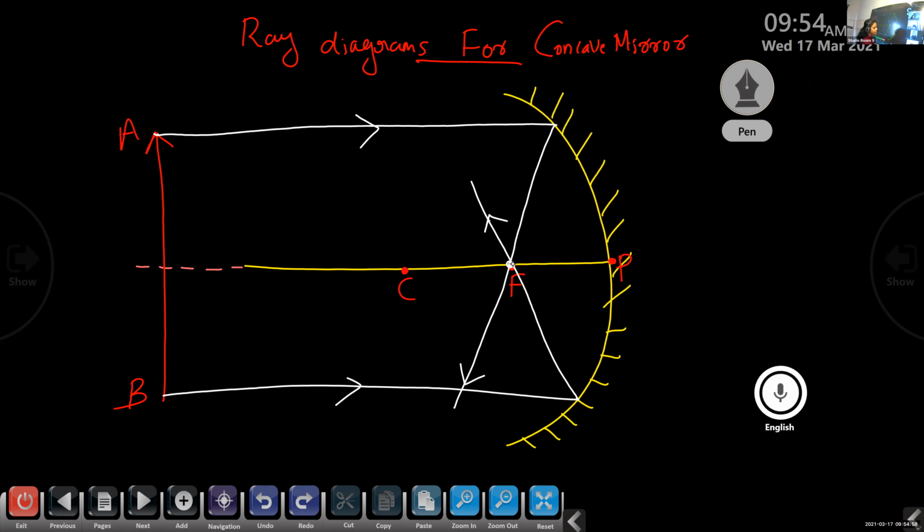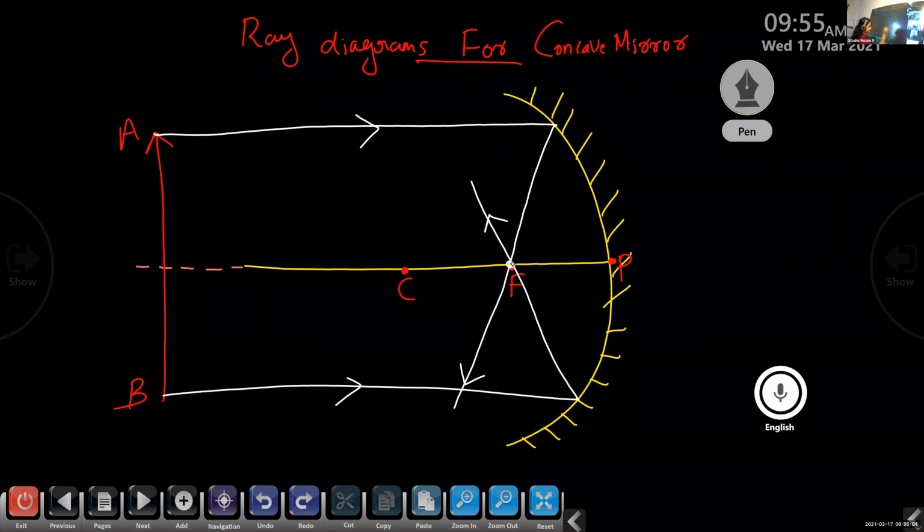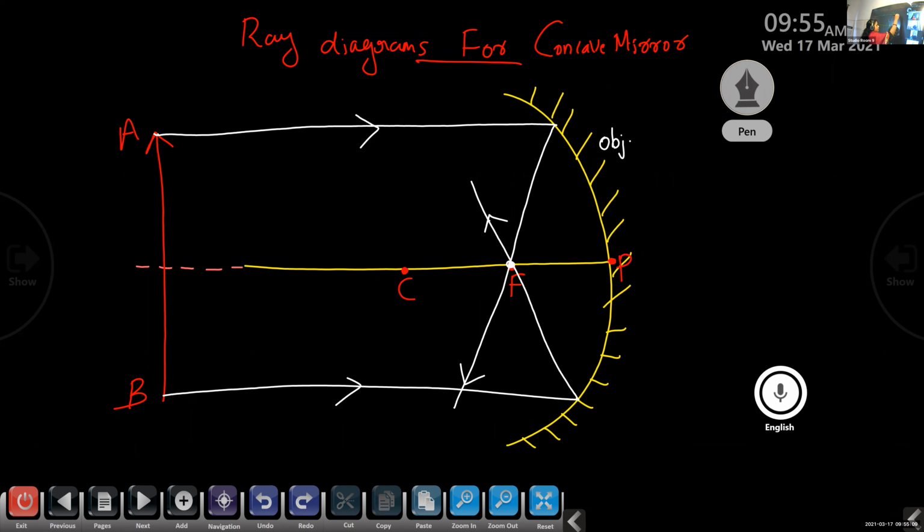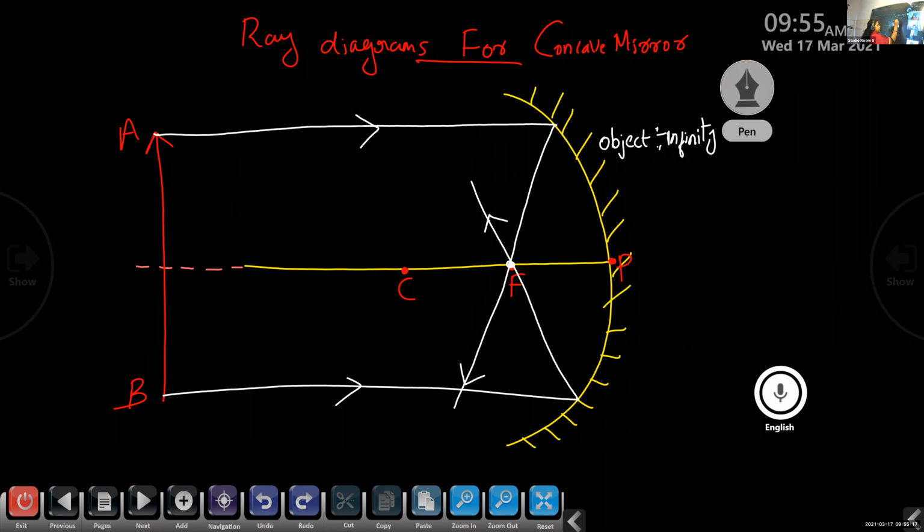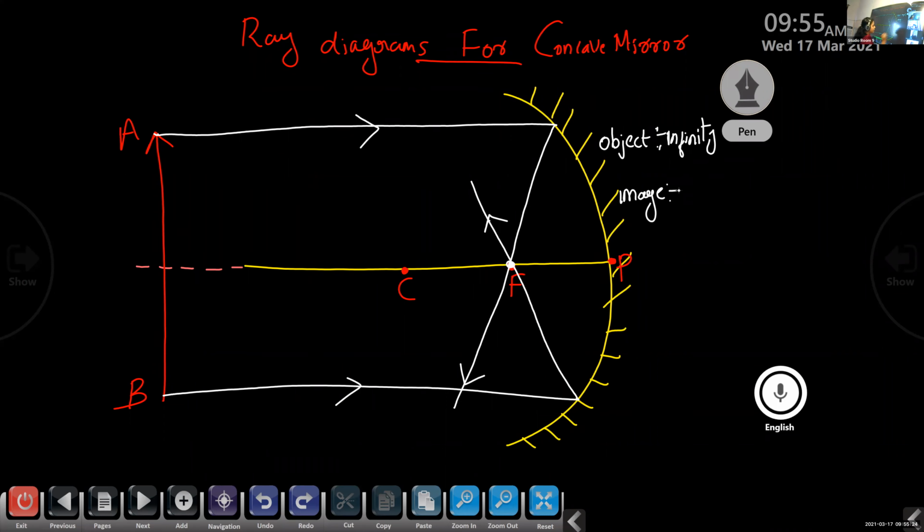So where do we get the image? We get the image at the principal focus. So when you draw the ray diagrams, you must write the characteristics. In this first case, the object is placed at infinity, right? Where do you get the image? At the principal focus. Yes, very good. The image is obtained at F, at the principal focus.